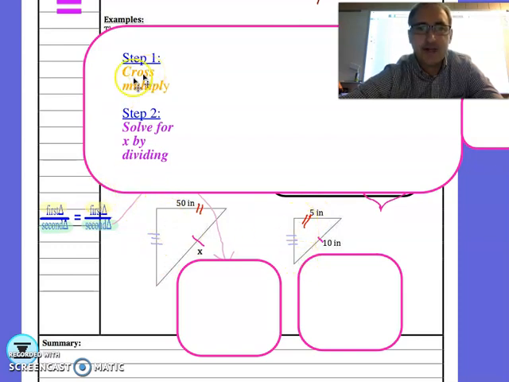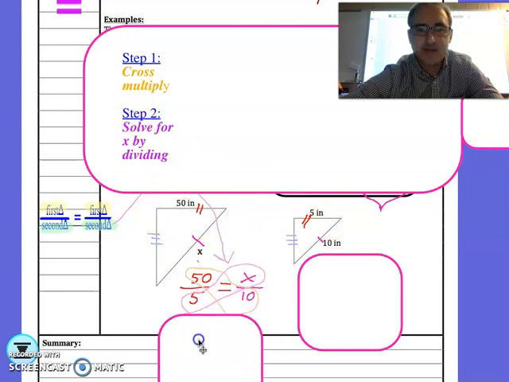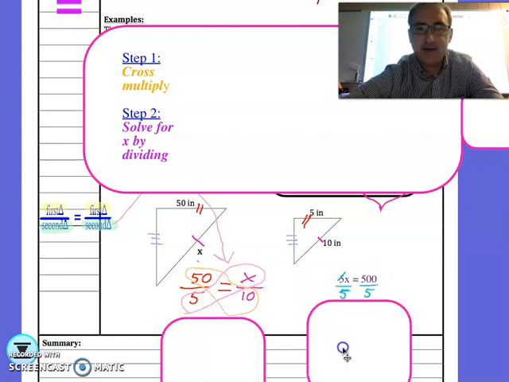So first thing I need to do is set up my proportion. I'm going to go with the first triangle over the second triangle, and then I'm going to cross multiply. So here I set up 50 over 5, first triangle 50 over second triangle 5. First triangle x over second triangle 10. I'm going to cross multiply. Remember 5 times x is 5x. 50 times 10 is 500.